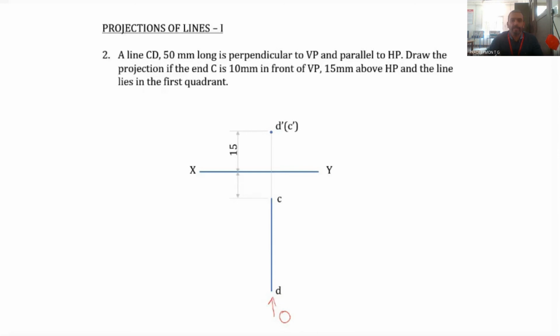Then here there will be a 10, as well as here the length of the line 50. In the previous case, since the point was lying on XY line or lying on HP, one distance was missing, but here we need all the three distances, that is 15, 10 and 50. So that is the condition for the second question. And I'll describe the third one also, and after that you can complete it together, because this is very simple.